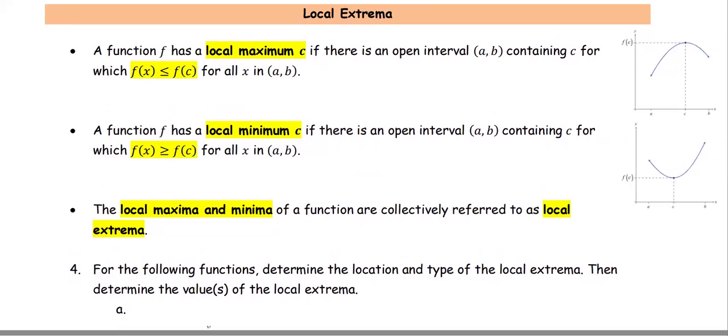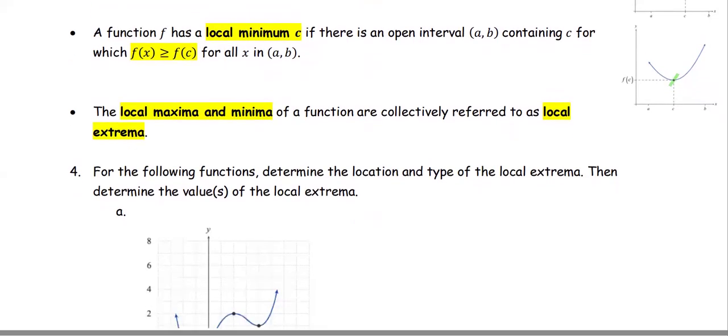Local extrema. A function f has a local maximum at c if there is an open interval (a, b) containing c for which the function value f(x) is less than or equal to f(c) for all x in the open interval (a, b). Similarly, a function f has a local minimum at c if there is an open interval (a, b) containing c for which the function value f(x) is greater than or equal to the function value at c for all x in the open interval (a, b). The local maxima and minima of the function are collectively referred to as local extrema.